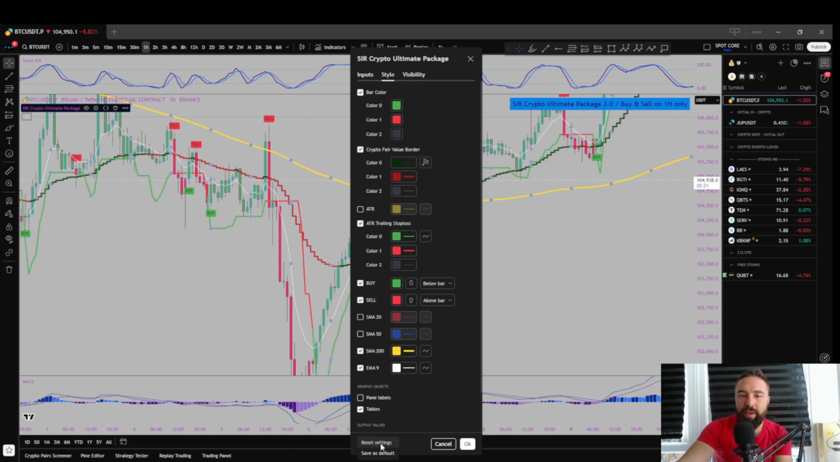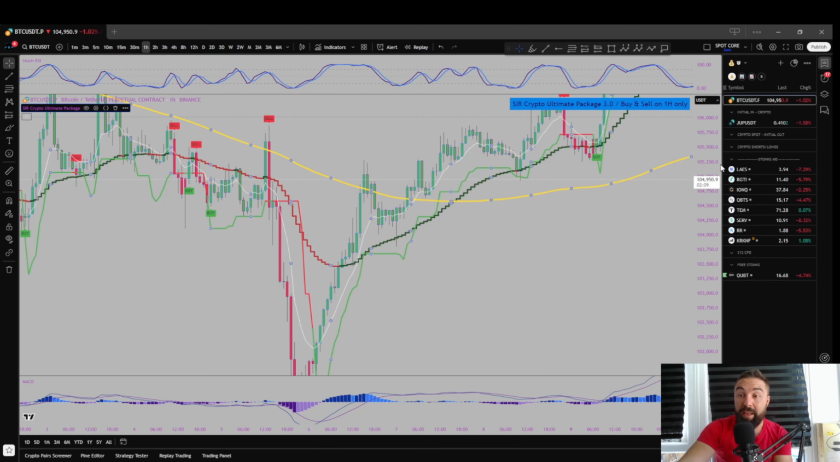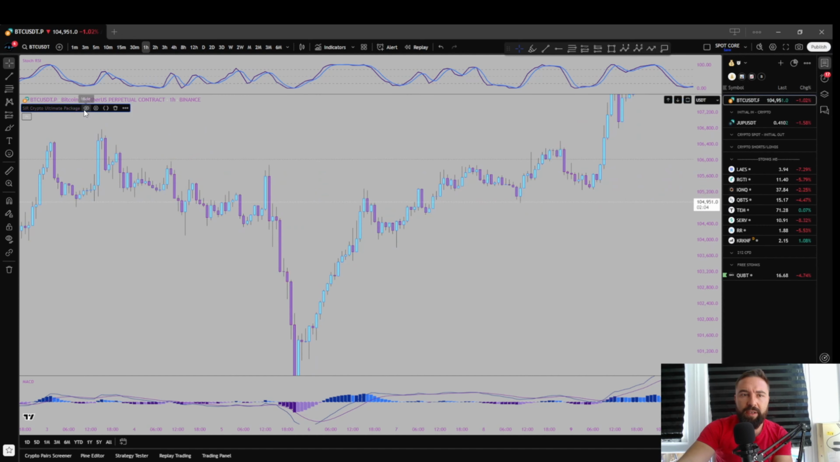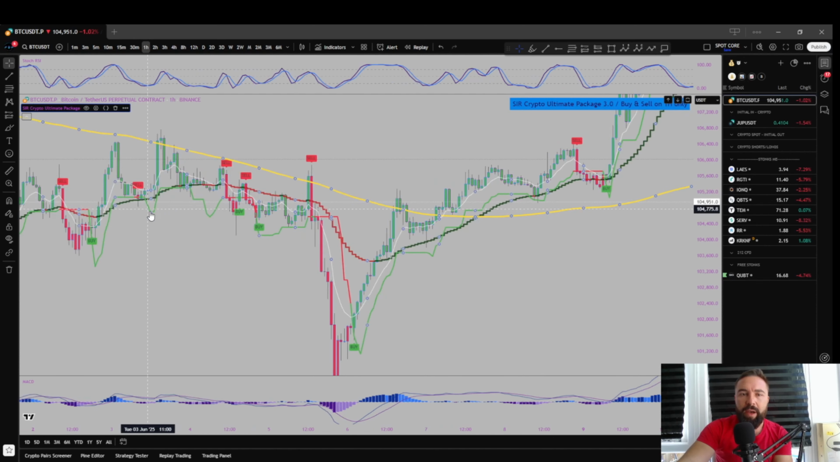You can click on the defaults and save that as a default. So the next time you open your TradingView, this is how your indicator is gonna look, okay? If at any time you want to switch it on and off, you have this little eye over here. You just click on it, and that's gonna switch it off and switch it on, okay?